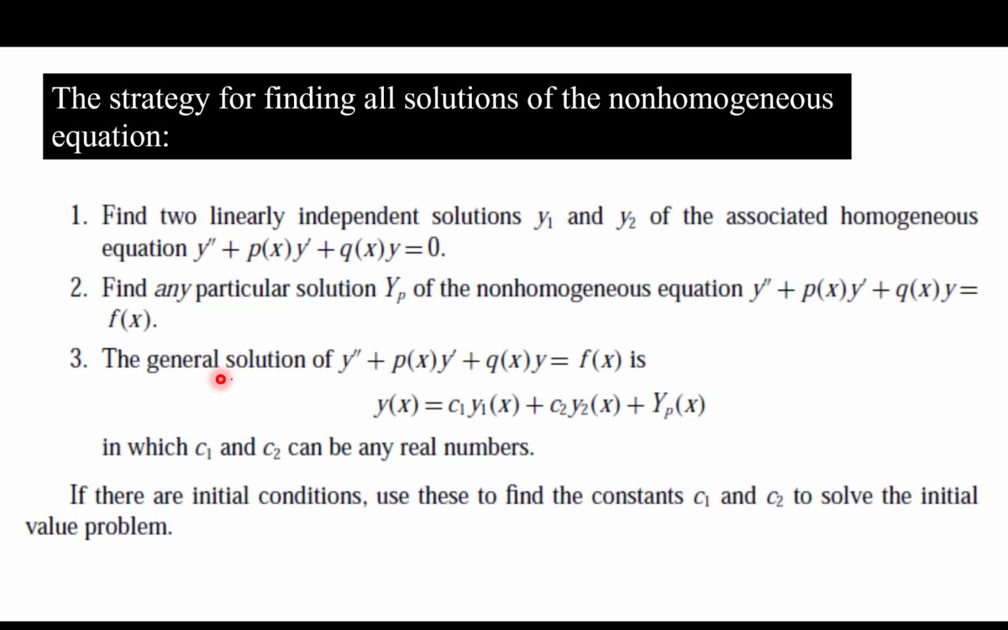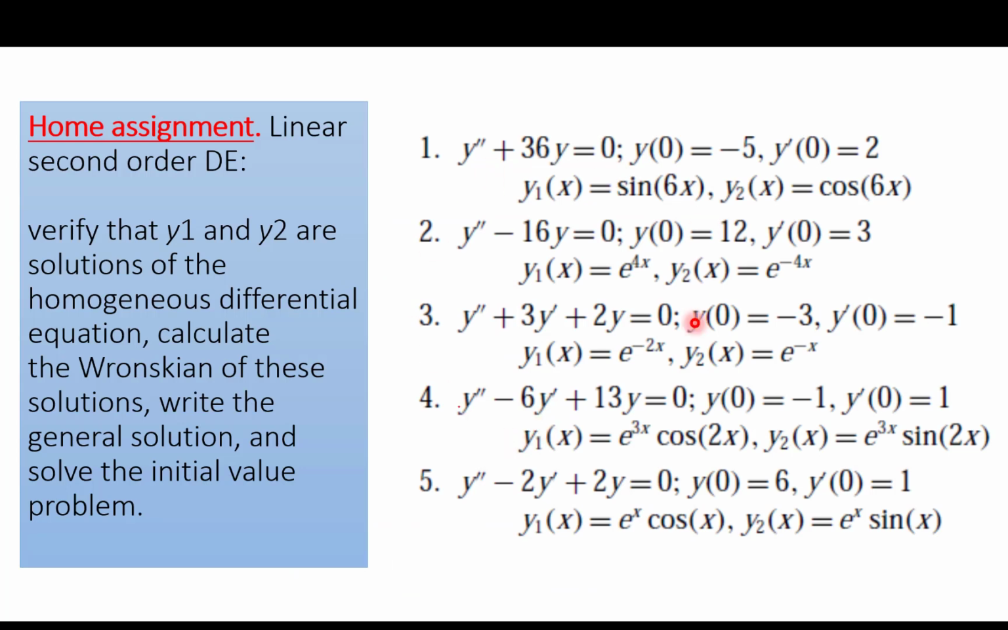And then the general solution of our non-homogeneous equation is going to be in this form: C1y1 plus C2y2 plus yp. This is the general solution, in which C1 and C2 are any real numbers. And if you want to obtain a unique solution for this non-homogeneous equation, we need to provide two different initial conditions, one to obtain C1 and another one to obtain C2. Okay, that's it.